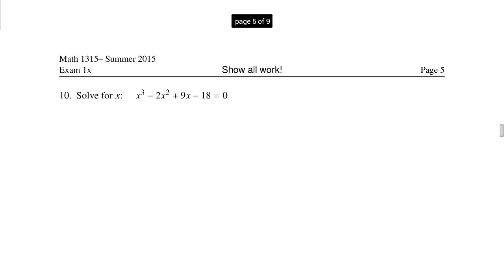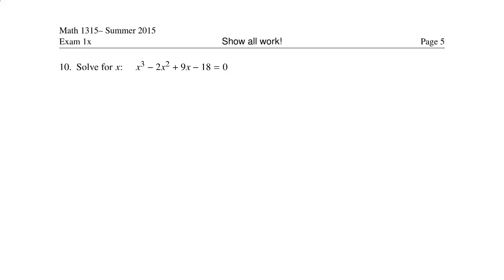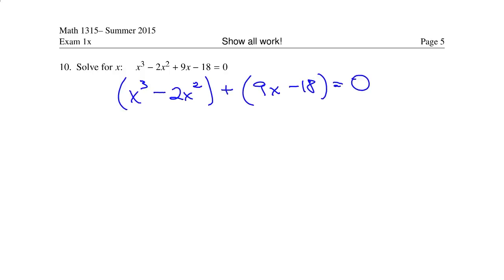Question 10. Solve for x. Well, this one looks like a grouping problem. So first I'm going to group the first two terms together, and then I'm going to group the last two terms together. Then I'm going to factor out as much as I can from the first group.